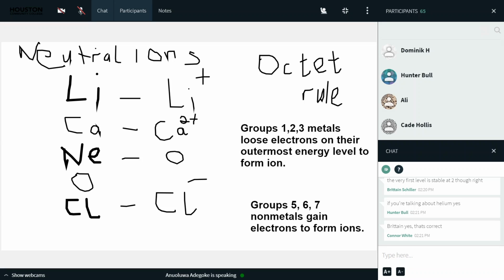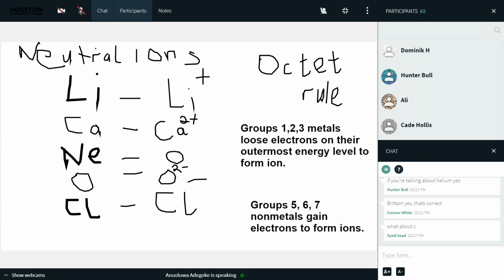Another example here is oxygen. Oxygen gains 2 electrons. Why will it gain 2 electrons? It is in group 6, right? Oxygen that we breathe in is in group 6, and the ion that it will form will be O2 minus. We call this the oxide ion. This is a chloride ion. And this is a calcium ion.